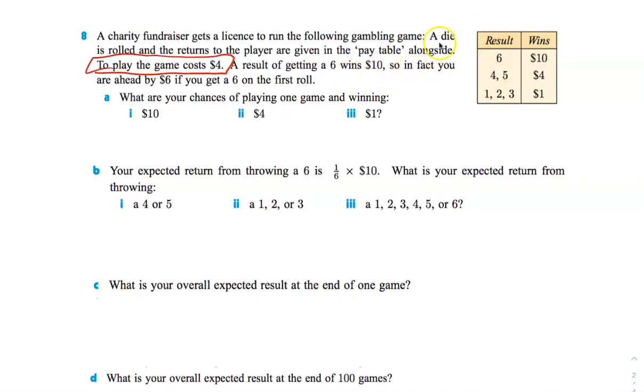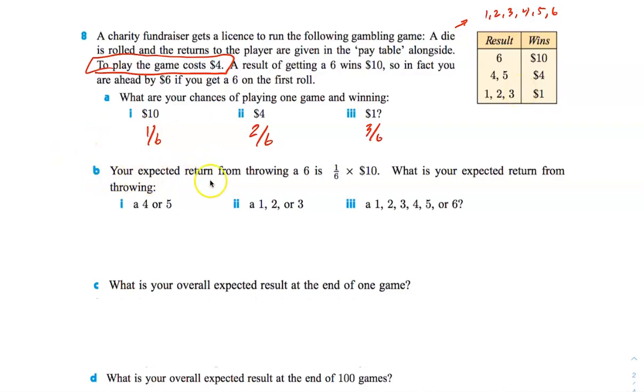So again, all we're doing here is rolling a die. And remember, when you roll a die, you get 1, 2, 3, 4, 5, or 6. So you have 6 options. So what are your chances of playing one game and winning $10? Well, the only way you get $10 is if you roll a 6. That only happens 1 out of every 6 times. So 1 out of 6 would be my probability. Of getting a 4 or 5, well, there are 2 ways, so it'll be 2 out of 6. Getting a 1, 2, or 3, there are 3 ways, so 3 out of 6.